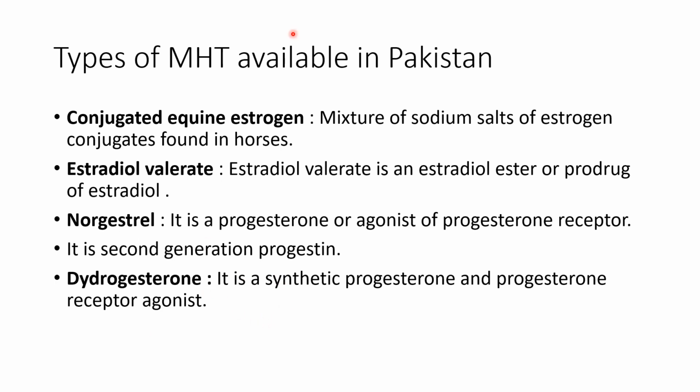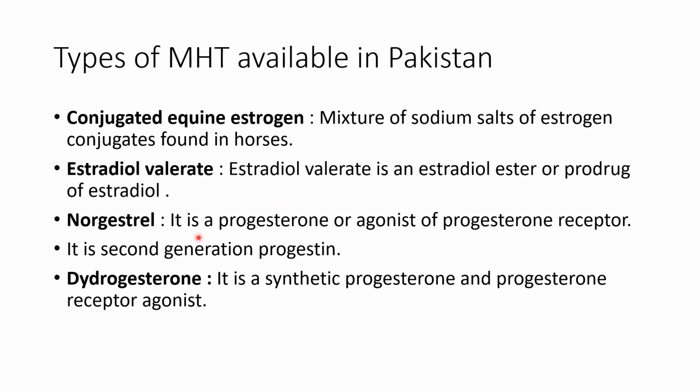So what types of menopausal hormonal therapies are available in Pakistan? Conjugated equine estrogens, which we prescribe as topical vaginal creams. They are made up of a mixture of sodium salts of estrogen conjugates, which is found in horses. Another one is estradiol valerate. Estradiol valerate is an estradiol ester or prodrug of estradiol, and it has the same functions as estradiol, but it is weaker in intensity as compared to estradiol.